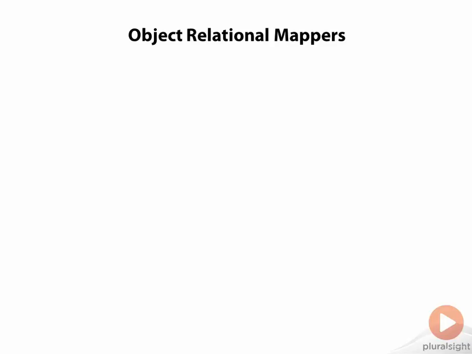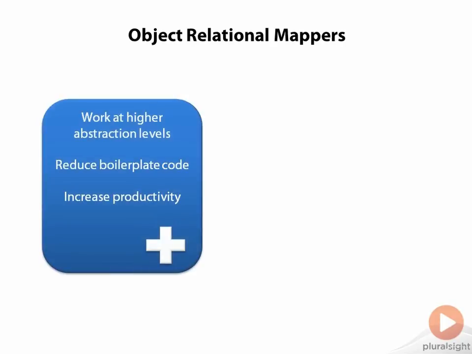Over the last few years, object relational mappers, or ORMs, have become very popular in the development community. And it's easy to see why. ORMs allow us to work at higher levels of abstraction. They also eliminate the need to write a lot of very repetitive data access code just to get data into and out of the database. Consequently, they help us increase our productivity as developers.